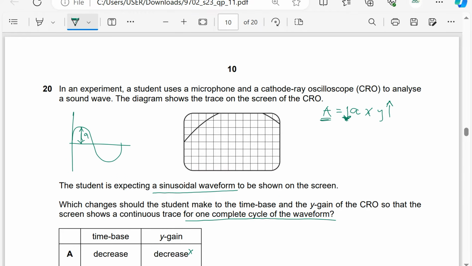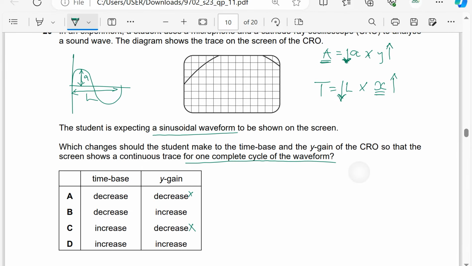Then for the time-base setting, remember the period is the length representing one cycle on the screen, which I'll call L, times X, where X is the time-base setting. We also see that one cycle is not fitting. The length representing one cycle is L. We want L to fit on the screen, so we must reduce L. The only way we can make L smaller to fit on the screen is if we increase the time-base setting.